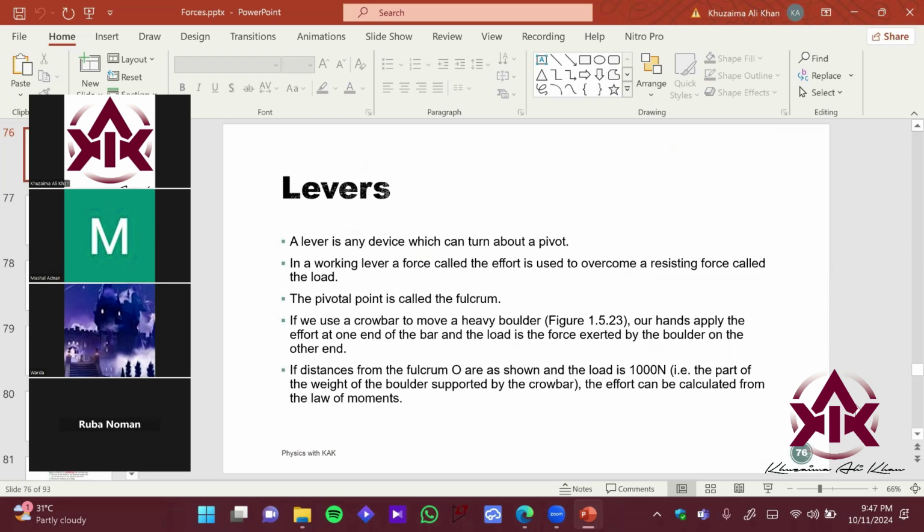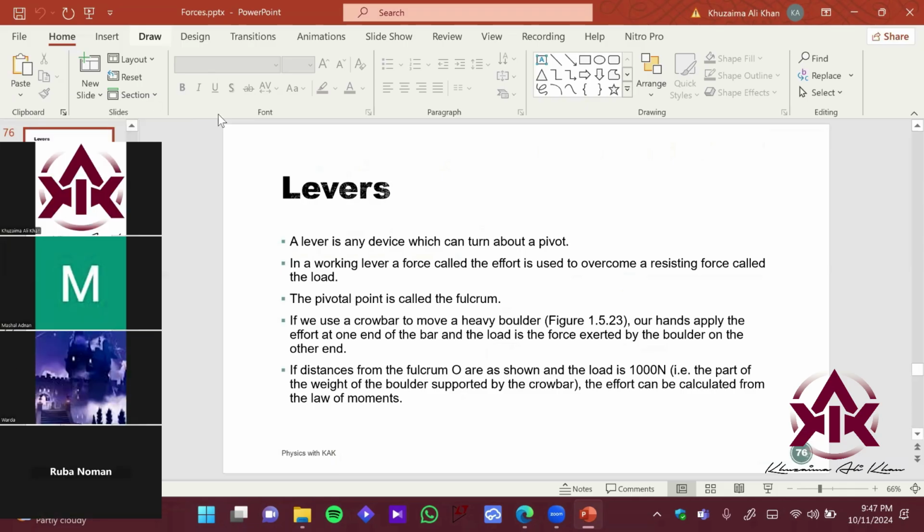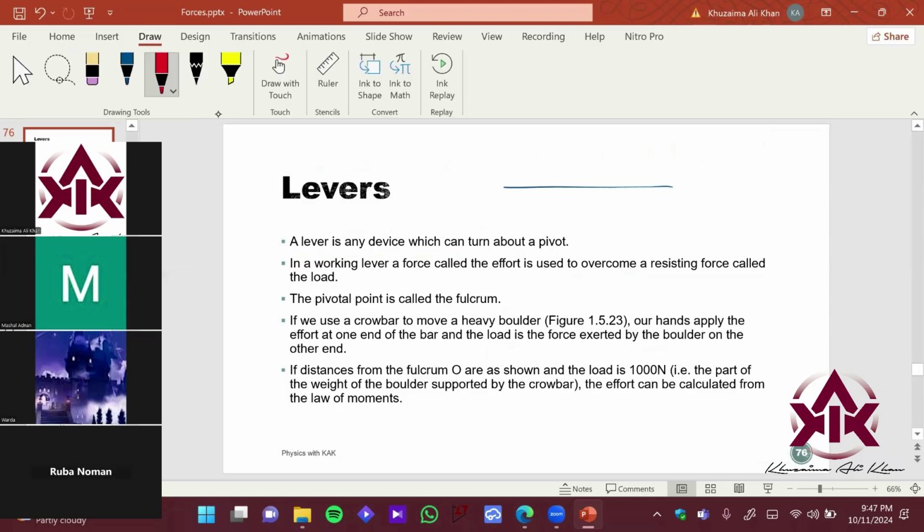Okay. So now let's see what benefit we have from using a lever, right? Imagine that you have this particular stone, and this is the ground over here, and you want to pick up this stone. Let's say this is Masha standing over here. She wants to pick up this huge stone, and let's say the weight of this stone is 5,000 rupees.